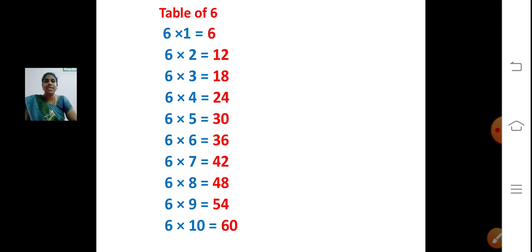6 ones are 6. 6 twos are 12. 6 threes are 18. 6 fours are 24. 6 fives are 30. 6 sixes are 36. 6 sevens are 42. 6 eights are 48. 6 nines are 54. 6 tens are 60. So learn the table. Learn the 6 tables.